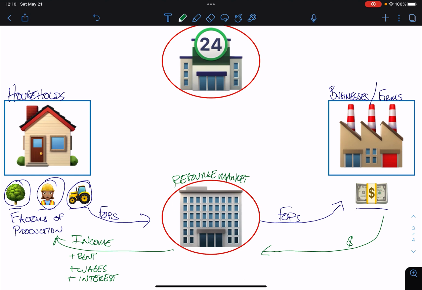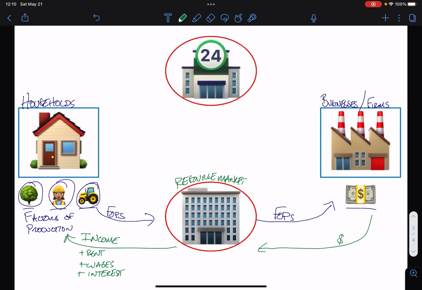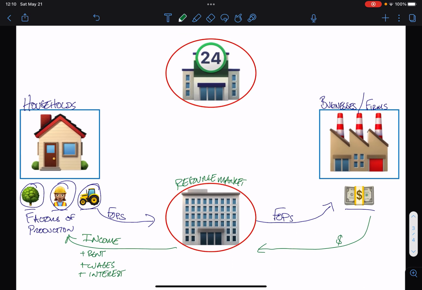A little practical application. If you have a job, you're participating in this part of the circular flow model. You are selling your labor in the resource market. If you work in a restaurant, for you, the restaurant is the resource market. It's where you exchange your labor for money.